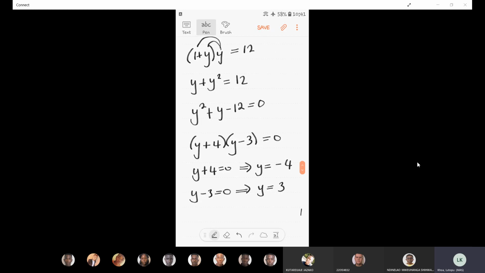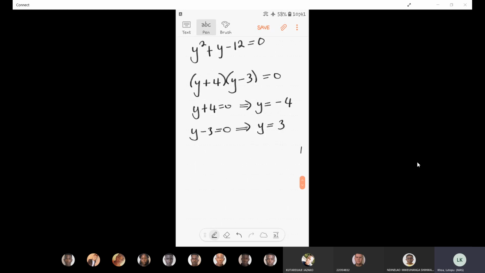Then now I go back and solve for x. So when y is equal to negative 4, I say that x is equal to y plus 1, or 1 plus y.